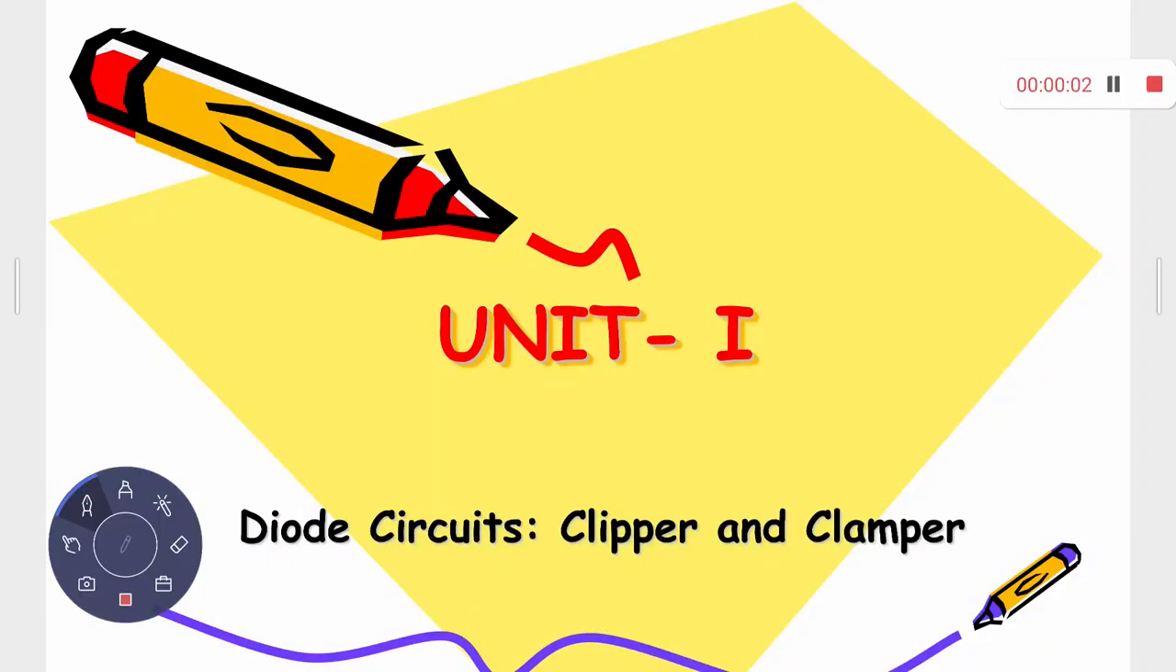Okay, so this is the last topic of unit number one. In this class, I will discuss diode circuits and how we can use different diodes for clipping and clamping operations. Hopefully, you have seen the rectification operation, half wave rectification, full wave rectification, and then the regulation, right? And then this clipping operation can be regarded as a generic operation of rectification.